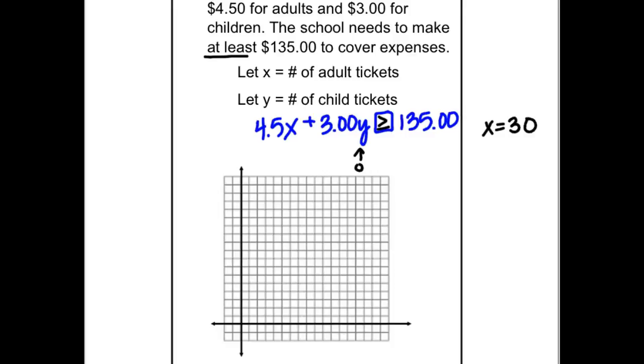And if I put in 0 for x, I have $3y equal to 135, so I take 135 divided by 3, and I get a y-intercept of 45, which means if I sold no adult tickets, I would have to sell at least 45 child tickets to cover our expenses. And if I sold no child tickets, I'd have to sell at least 30 adult tickets to cover my expenses.